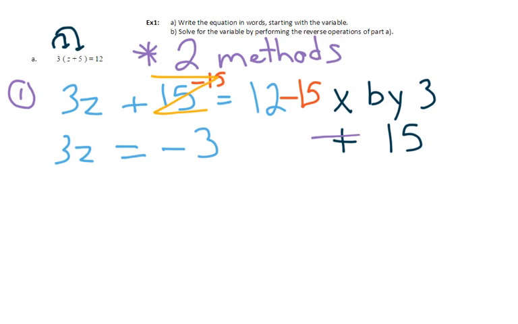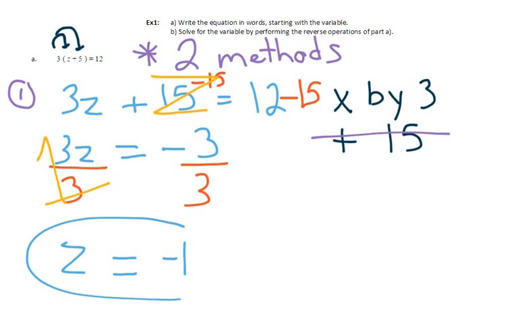So now we have taken care of this part. Our next step would be to undo this multiply by 3, right here, multiply by 3. So the opposite of multiplying is to divide. So let's divide both sides by 3. And we are left with 3 divided by 3, which is 1. So we have 1z, or just z, equals negative 1. So that is one way to solve this.